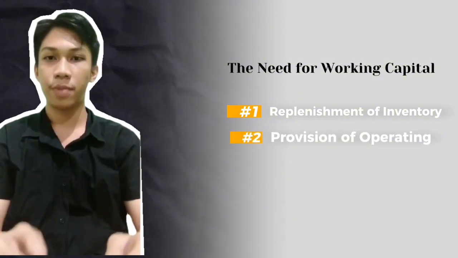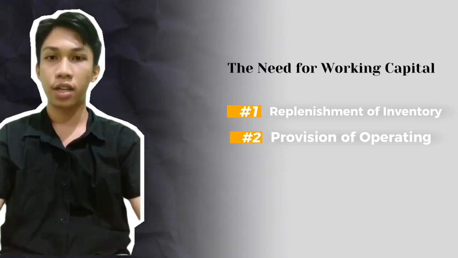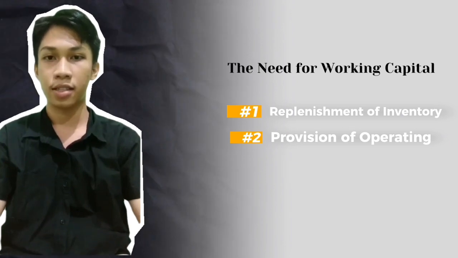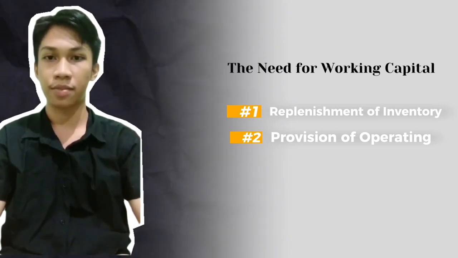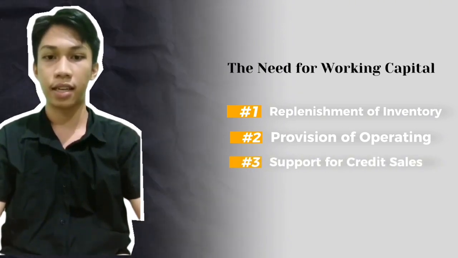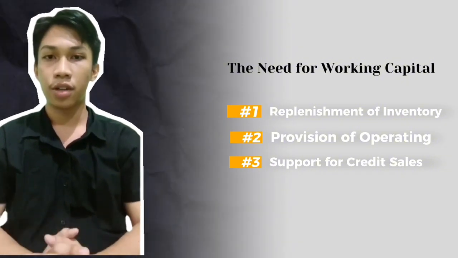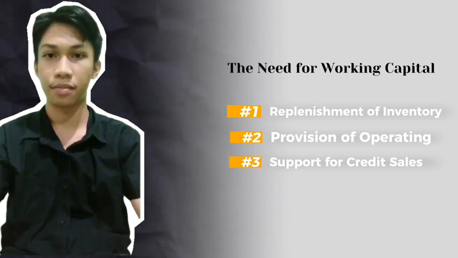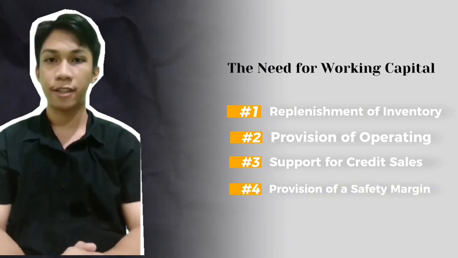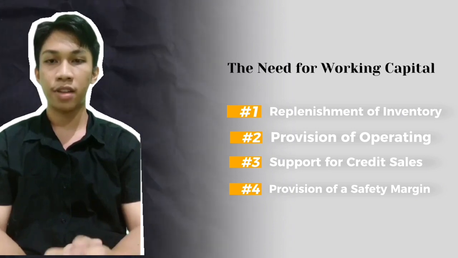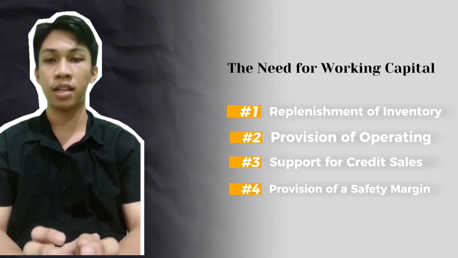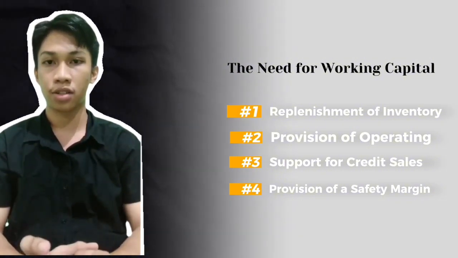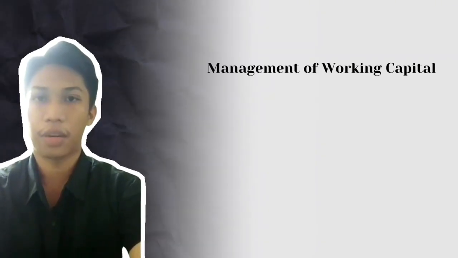Second is the provision of operating expenses. The company needs working capital to cover their expenses for operation, such as utilities and salaries. Thirdly is support for credit sales, which allows customers to buy the product or service now and pay later. Lastly is provision of safety margin. Working capital provides a safety margin in case of unexpected events, such as a decline of sales and an increase of costs.